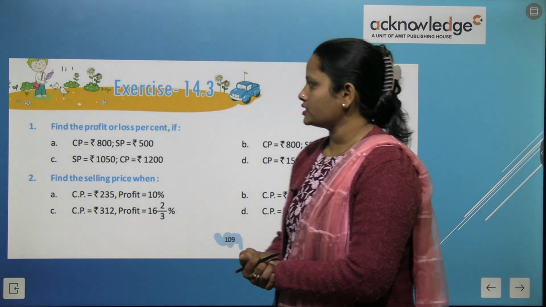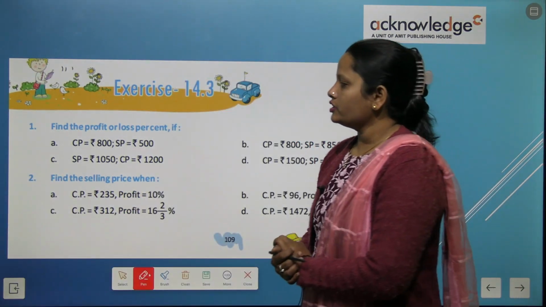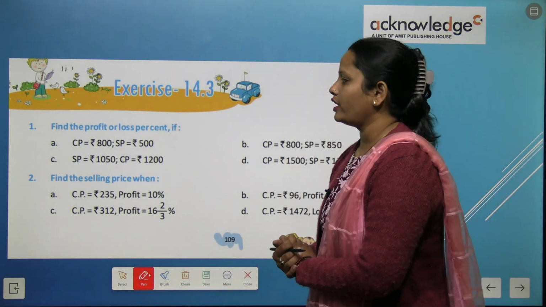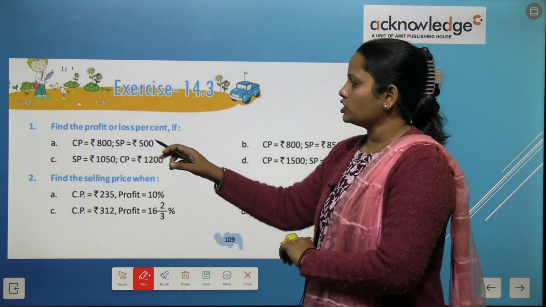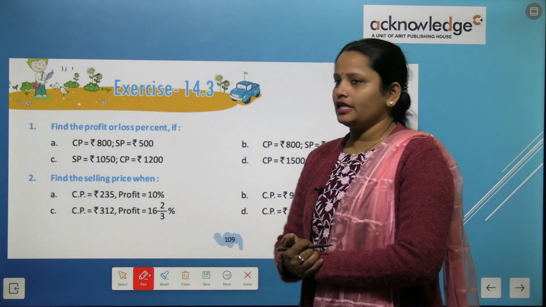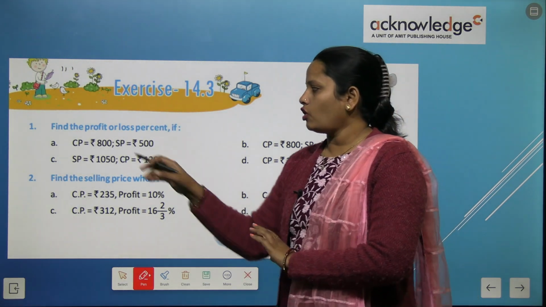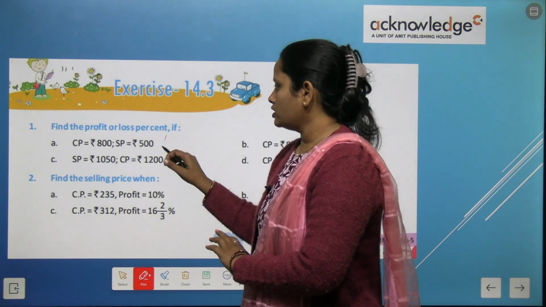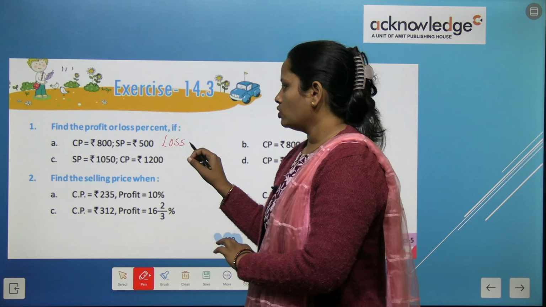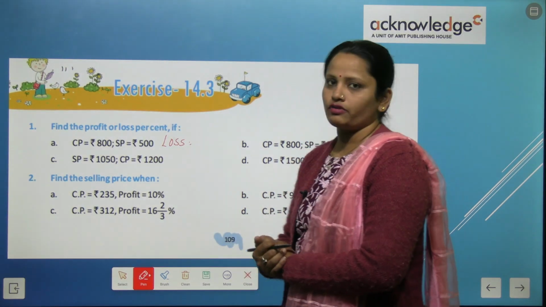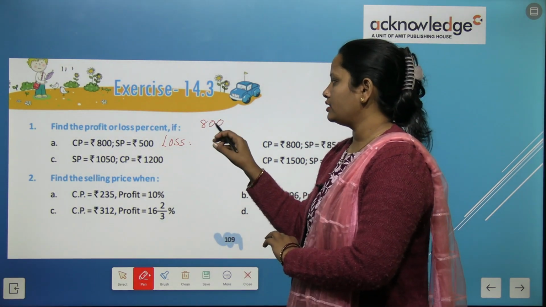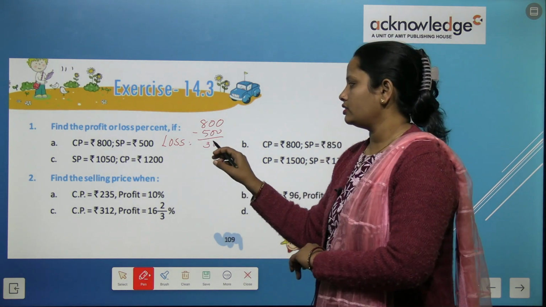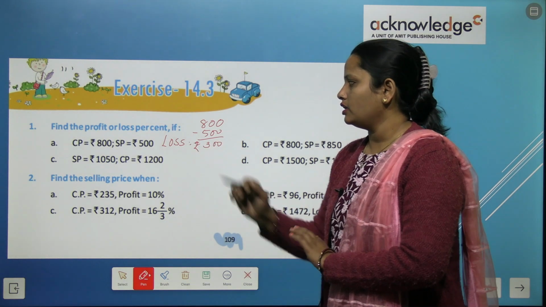Now let's do this exercise 14.3. Here the first question says find the profit or loss percent. Profit या फिर loss percent find out करना है. So here the cost price is 800 and selling price is 500. So cost price is more, selling price is less. So here we get our loss. So loss कितने का है? 800 minus 500. We have to do here 800 minus 500. And it will be 300. So 300 rupees का हमें loss हुआ है.